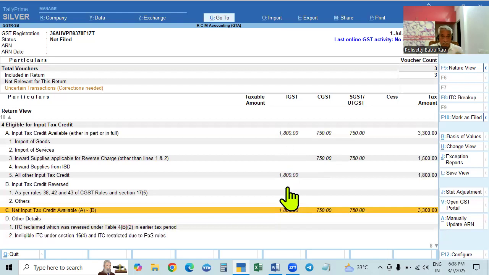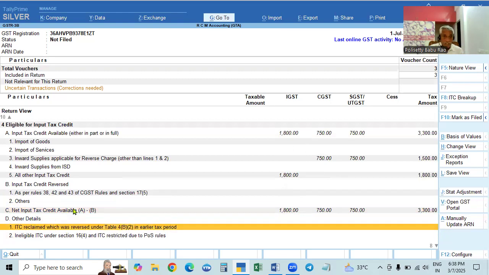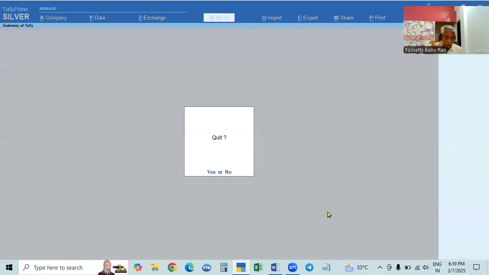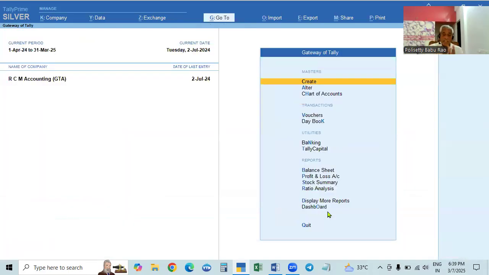So this A minus B, see, A minus B: input tax credit available minus tax reversal, that balance amount will be net input tax available. Okay, this you can see. So like this we completed. And every time, whatever transport bills we have received, we have to make the same kind of entries for the whole month.